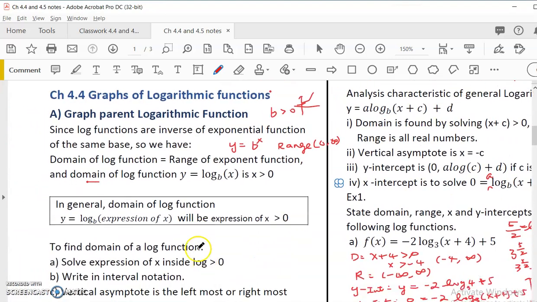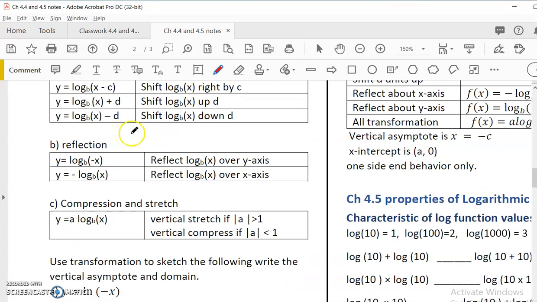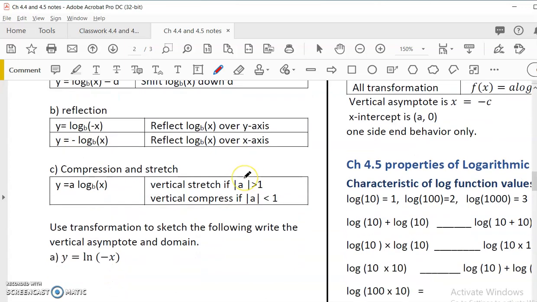So for all of the other ones, you would just use those functions as parent functions and then do transformations. When you add and subtract inside, that is shift left or right. If it's a plus, it's a shift to the left. If it's a minus, shift to the right. If you add and subtract outside, that is up and down. So that's horizontal and vertical shift. Reflection would be multiplying by a negative. If it is negative inside of the log, that is reflection over the y-axis. If it's a negative outside of the log, that is reflection over the x-axis, up and down.